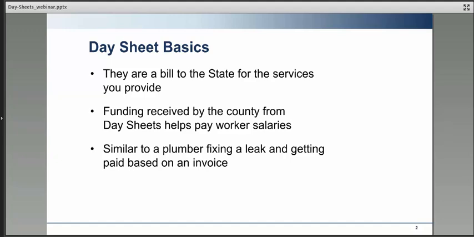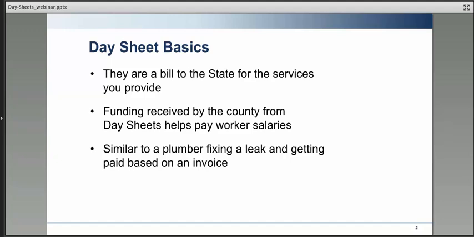So, some daysheet basics. What are daysheets? They're essentially a bill to the state for the services you provide. When you go out every day and provide services to the children and families you work with, as well as to the county as a whole, you need to bill for those services. You don't provide those services for free. You're not a volunteer. You are a paid member of your child welfare team. And in order to get those services paid for, you have to submit a bill.